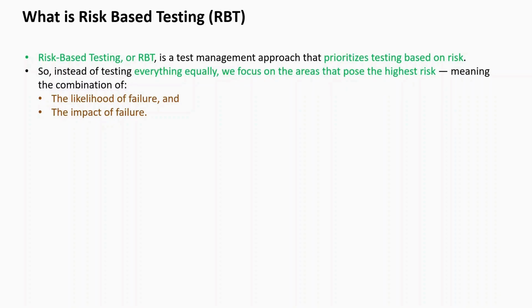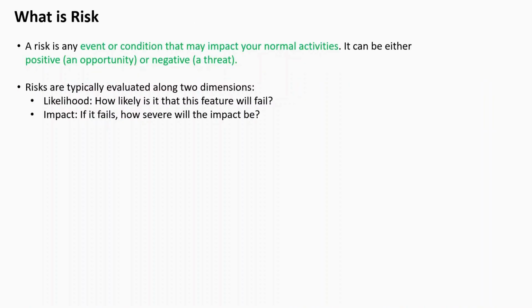It is a combination of two important factors. The first is the likelihood of failure, which tells how often a given functionality is going to fail. The second one is the impact of failure. If this functionality fails, what is the impact on the end user? Before we try to apply this strategy, let us try to understand what we mean by risk.